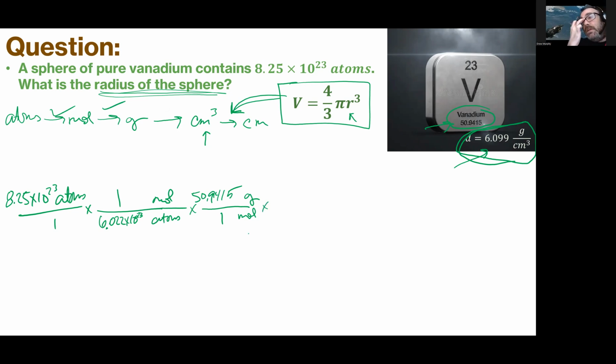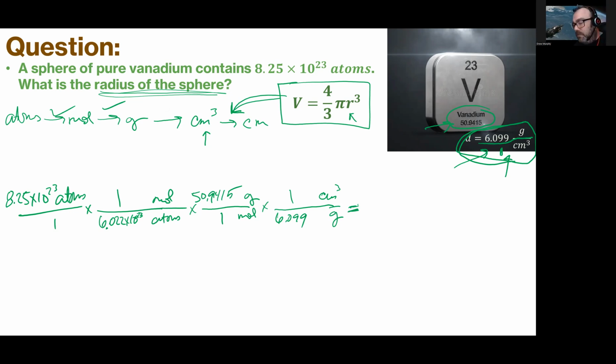Grams to centimeters cubed, we're going to use our density. Remember when we see this? 6.099 grams for 1 centimeter cubed. We want grams on the bottom and centimeter cubed on top. So our number goes with the grams, 6.099, and that's 1 centimeter cubed. This will give us the volume.